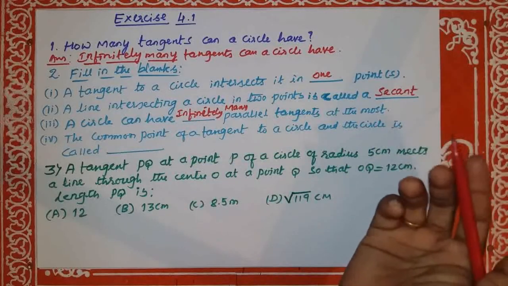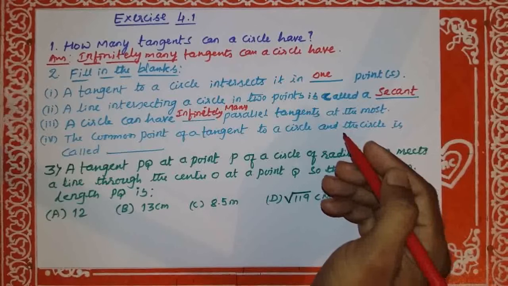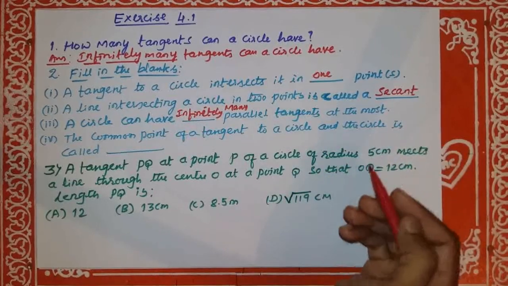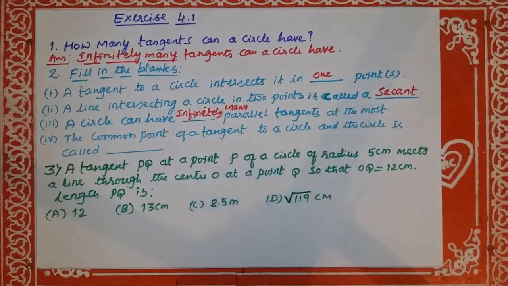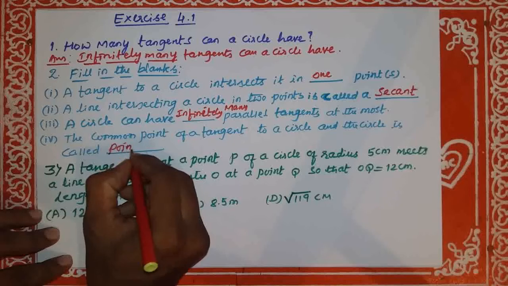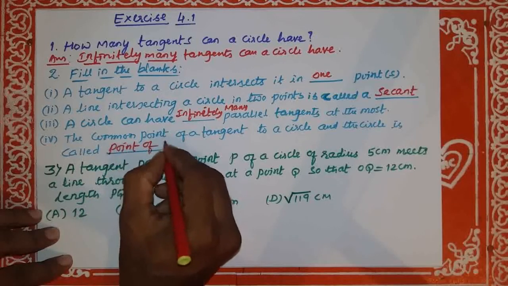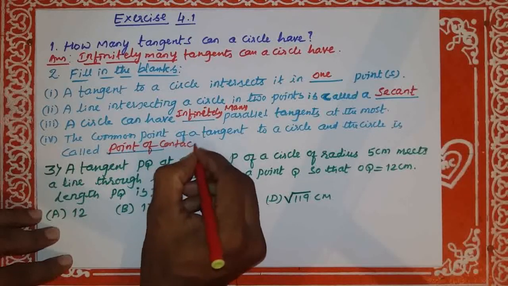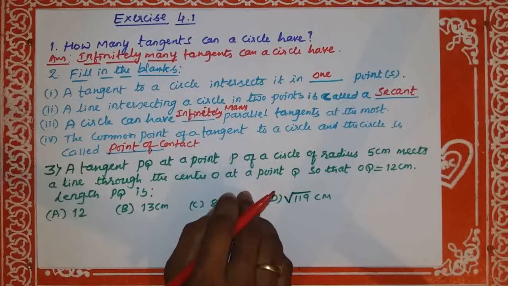the common point of a tangent to a circle and the circle is called dash. What is that? Only one point of contact. That is, the common point of a tangent to a circle is called point of contact.